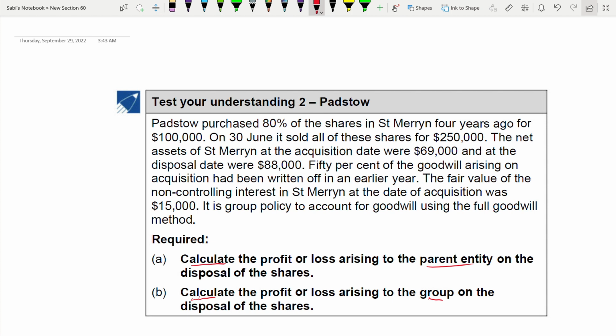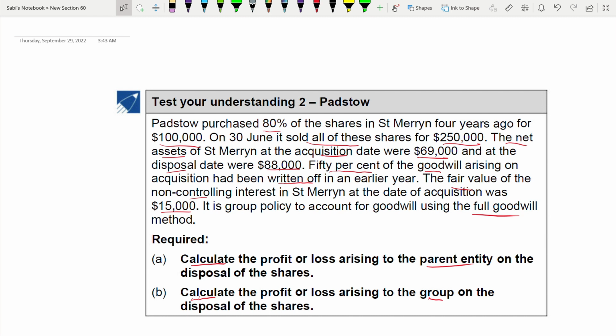Here also you are selling entirely. Let's see. 80% was purchased for 100,000, sold all of its shares for 250. Net asset at acquisition was 69, at disposal it was 88. 50% of goodwill has been written off. Okay, fair value of NCI is 15,000 and full goodwill method. Even if they don't say full goodwill method, it is understood. Why? Because they have given the fair value of NCI. Whenever fair value of NCI is given, full goodwill method is understood.